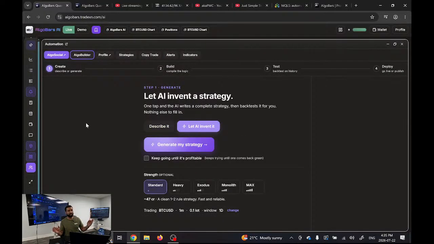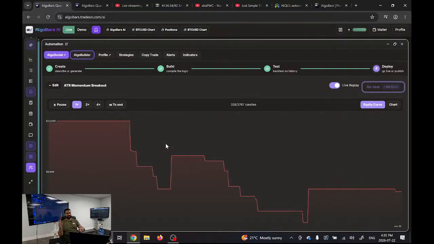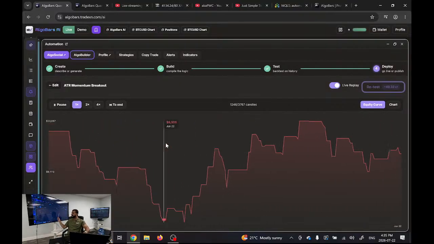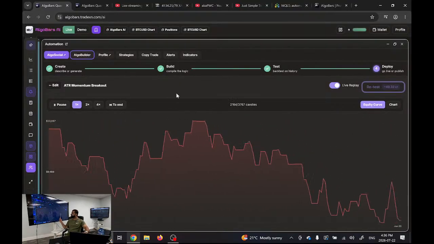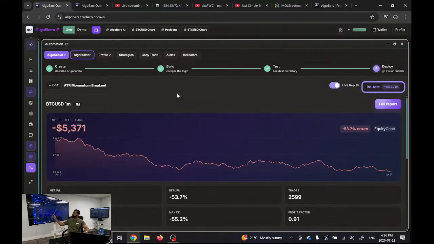So on AlgoBars, how do you build a strategy? Click Algo Builder, and then you just click Let AI Invent It, click Generate My Strategy, and what this will do is it will code a strategy for you, so you don't need to learn how to code, you don't need to pay a coder, you don't need to wait like 2 to 3 months for them to build your strategy. It will do it, then it will backtest the strategy for you on live, real-time, actual market data, and then it will give you a result.